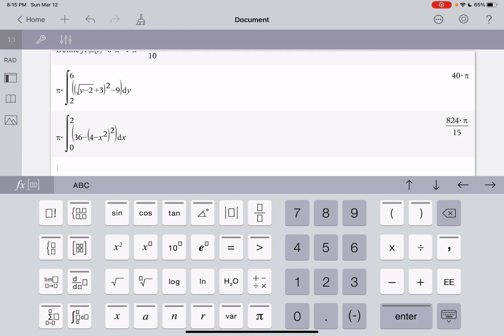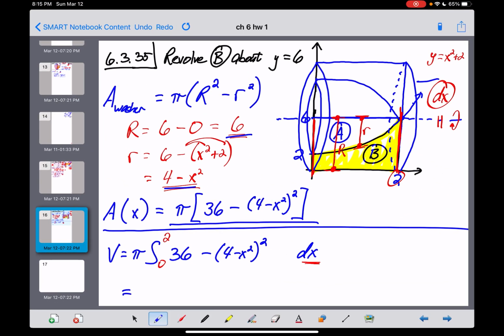But what do we have here, guys? 824 pi over 15. And looking at the solutions manual, yep, that's exactly the answer that they have there as well. Apparently it doesn't simplify any better than that. So 824 pi over 15, and we'll put cubic units at the end of that just because it's a volume, even though you don't need to do that. Okay, so that's problem number 35.